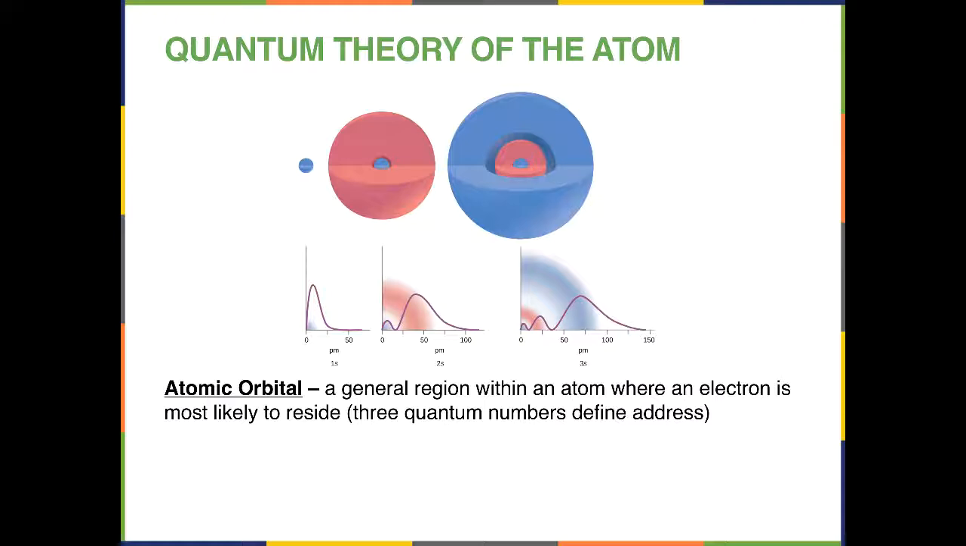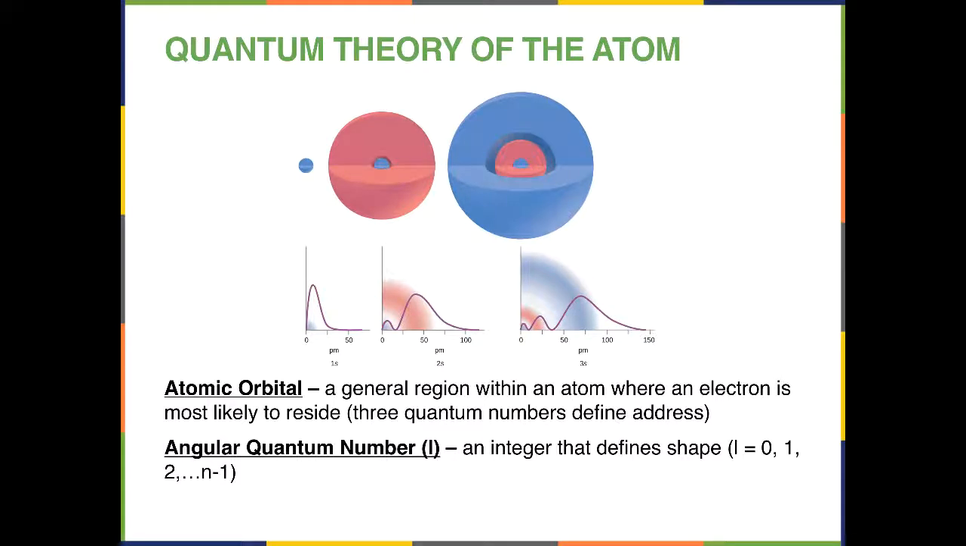And this is an attempt to show how this works. This is also defined by what's known as the angular quantum number, or L. The first one was N. The angular quantum number, L, is an integer that defines the shape of the orbital, and it is any number from 0 up to n minus 1.